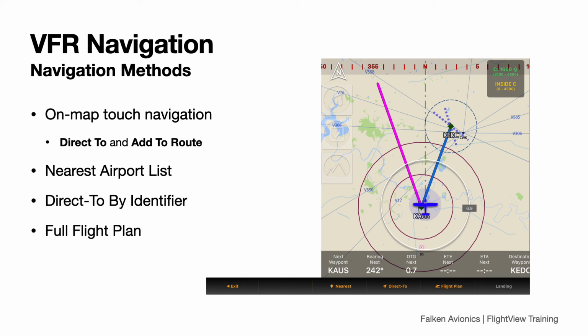Okay, we're over 100 slides in now, and we're ready to start talking about navigation. You've already seen some options for basic direct-to navigation, done by tapping the map. Next up are some of the more formal means of navigating, using the nearest list, entering a direct-to destination, or creating a full flight plan.